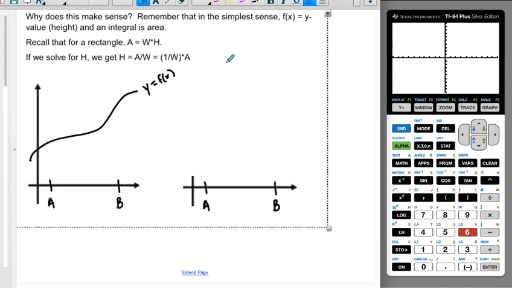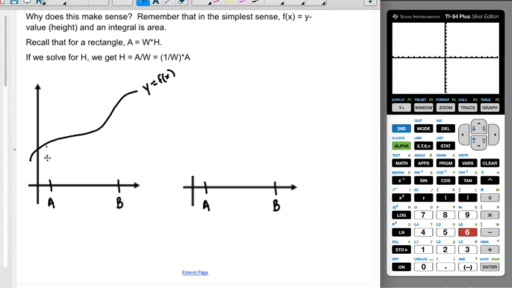So remember that in the very simplest of senses, f of x is a y value, meaning it's a height, and an integral is an area, right? So if we were talking about a box, area would be width times height. Or if you wanted to solve for the height, you could write that height is area over width, or 1 over width times area. So let's look at what we're talking about here, okay?